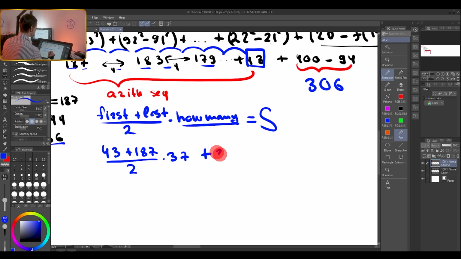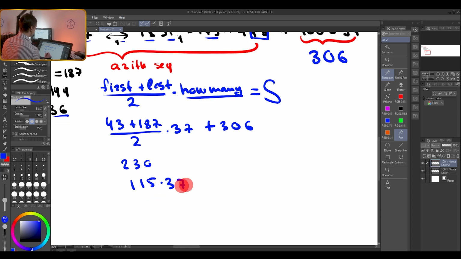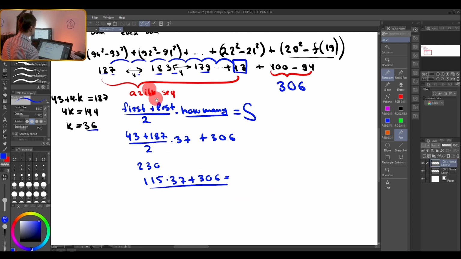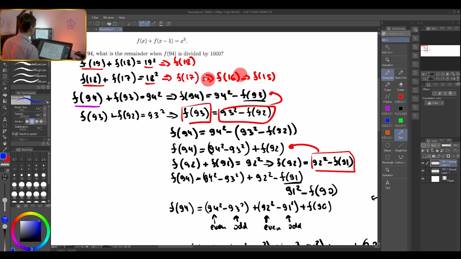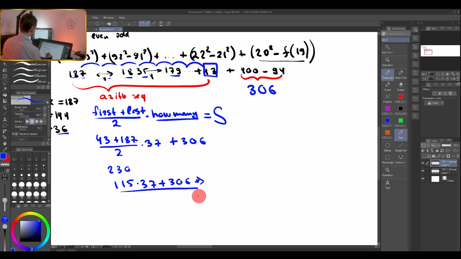And it is the total sum of our arithmetic sequence. And also don't forget to add 306. So this sum, 187 plus 43, is 230, and 230 divided by 2 gives 115. 115 times 37 plus 306. And after that, you just calculate this number, and you need to find the remainder when this number is divided by 1000. And if you calculate it correctly, the remainder is simply 561. And it is the correct answer for this problem.